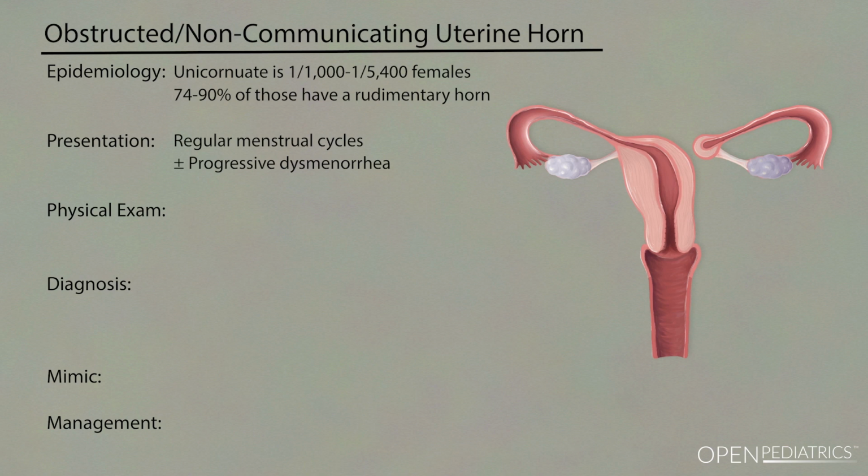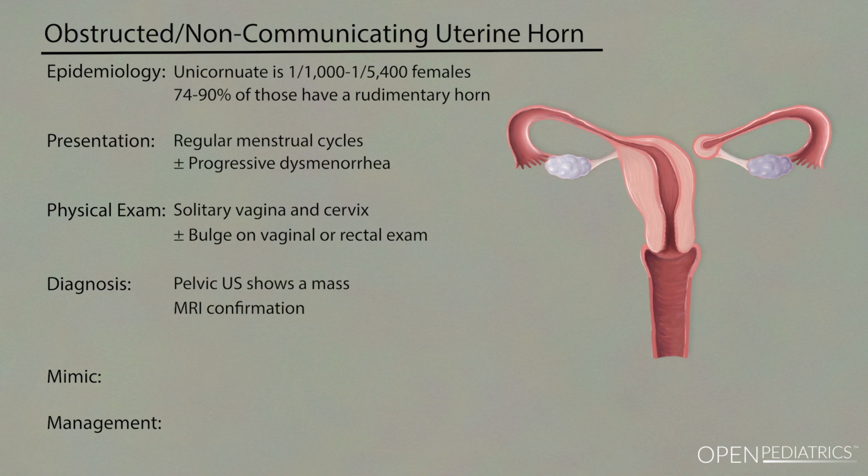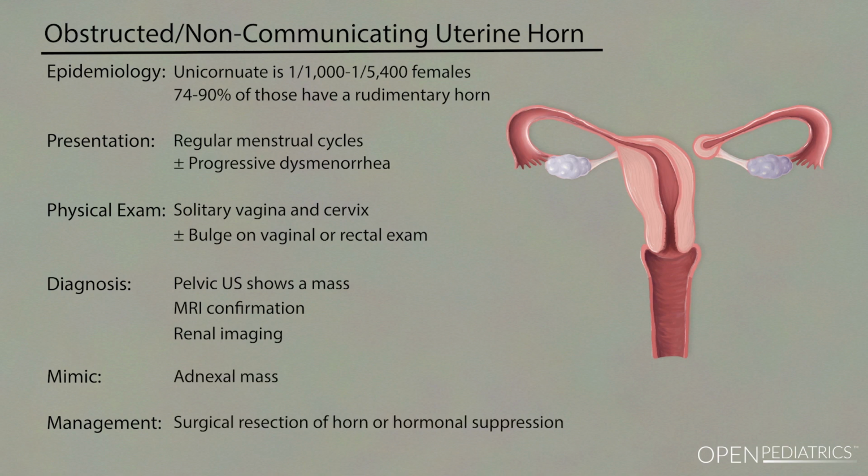On physical exam, there will be a solitary vagina and cervix, and a bulge in the vagina and rectum may or may not be palpated. Ultrasound will show a mass, and MRI is important in identifying if and where the obstructed horn connects to the non-obstructed uterine horn. Renal imaging is indicated given the relatively high likelihood of renal anomalies with unilateral uterine anomalies. A rudimentary uterine horn can be confused with an adnexal mass. Management involves surgical removal of the obstructed uterine horn or hormonal suppression.